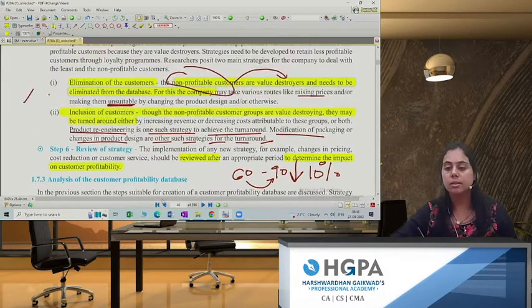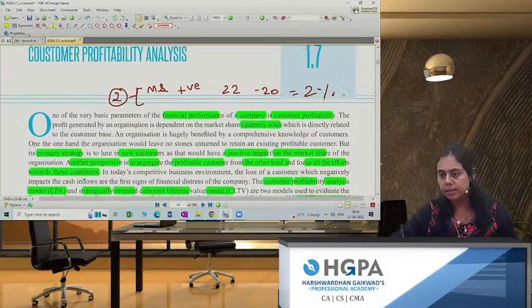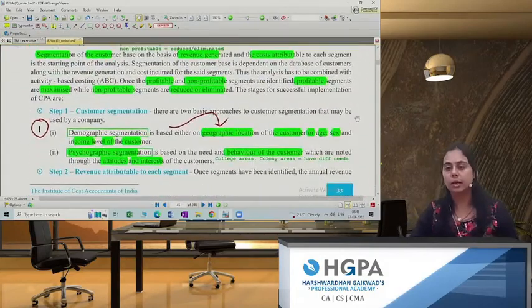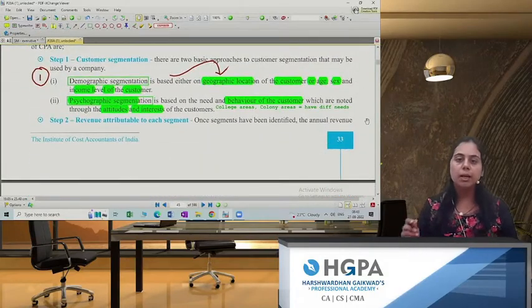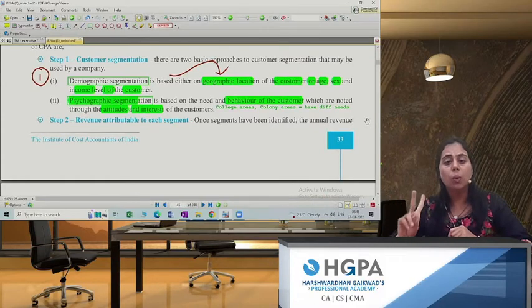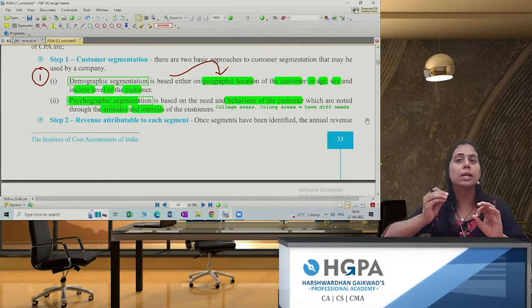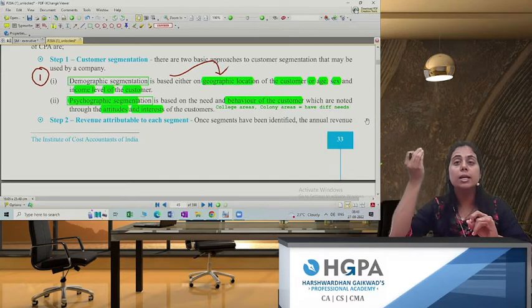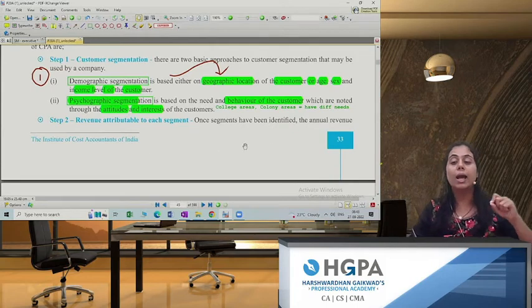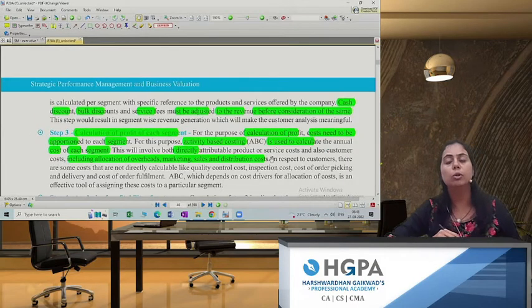Okay, this is the CPA approach. We will revise this CPA approach once again. Let's start. The first point is identifying the customer. Customers can be identified in two ways. One is the demographic way and the other one is the psychographic. Demographic is the geography, age, sex and income of the people. And then comes the psychographic, which is based upon the behavior and the attitude of the person. Then determining the revenue, which will obviously be net of all the business.